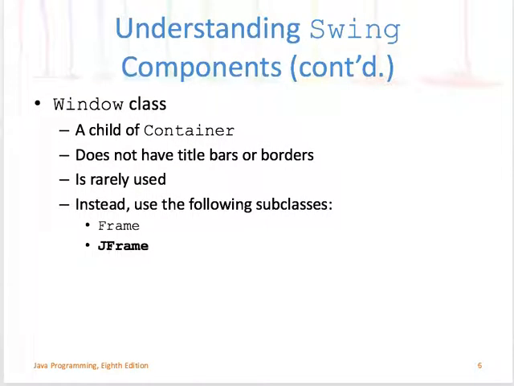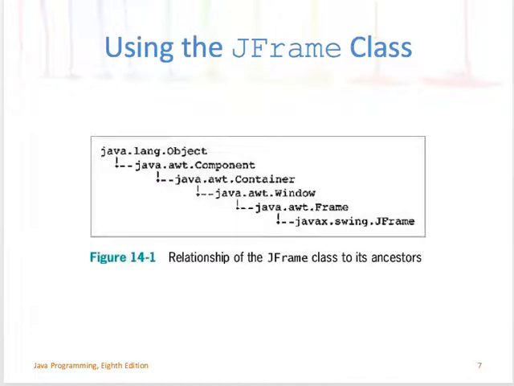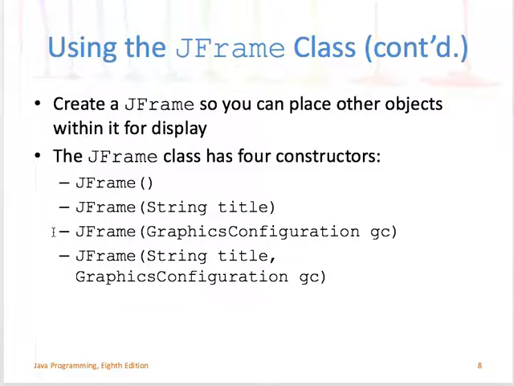The Window class is a child of Container. It does not have the title bars or the borders. It is rarely used. Instead, you would use the following classes, JFrame or Frame, and JFrame would be something that you would see very often. The relationship of the JFrame class and its ancestors starts right here. So you see it goes from the lowest level of detail up to the highest level of detail. Within it, you create a JFrame so you can place other objects within the display.